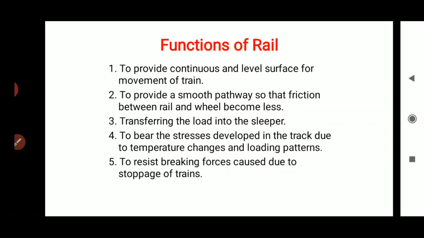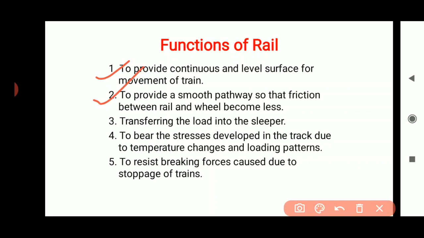The next is function of rail. In this section we will see what the roles of rail are in a railway track. The first point is to provide a continuous and level surface for the movement of trains. Then to provide a smooth pathway so that friction between rail and wheel becomes less. That means rails provide a hard, smooth and unchanging surface for passage of heavy moving loads with minimum friction between the steel rails and the steel wheels of the train.